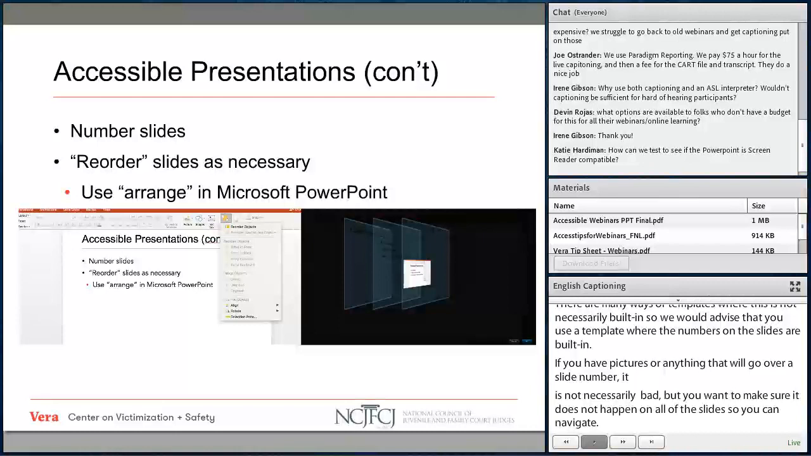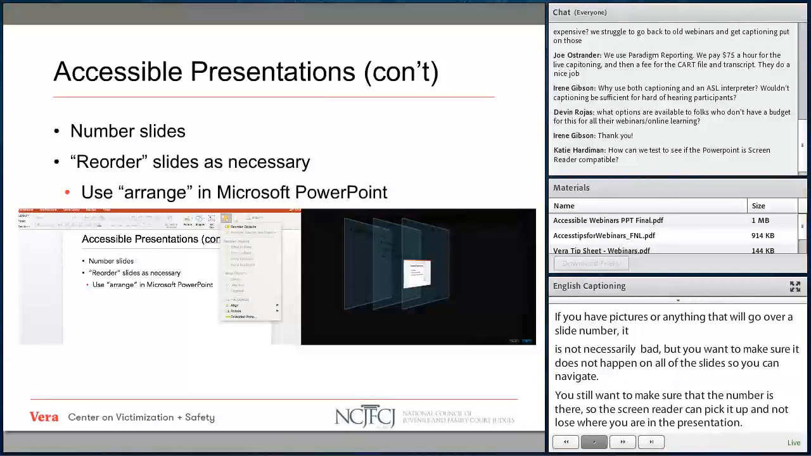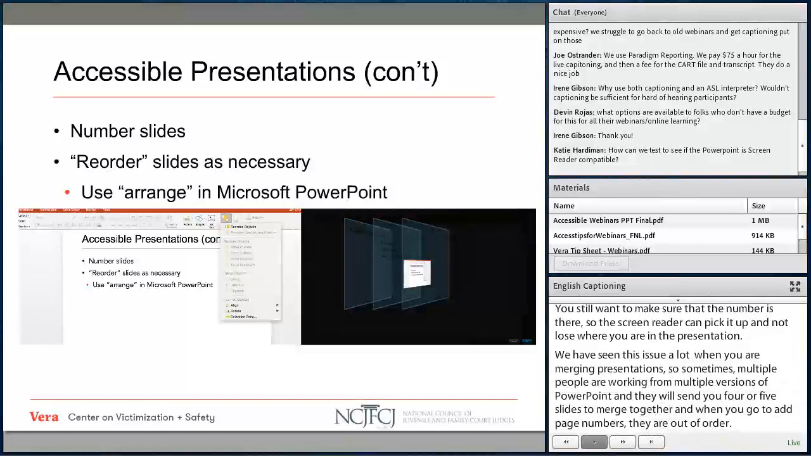We've seen this issue come up a lot when you're merging presentations. Sometimes multiple people are working from multiple versions of PowerPoint, and they'll all send you 4 or 5 slides, and you have to merge them together. And then when you go to add page numbers after that, they're all out of order. So one, we would suggest that you just open a new presentation, but you can also use the arrange feature in PowerPoint to move things around so that it makes more sense.